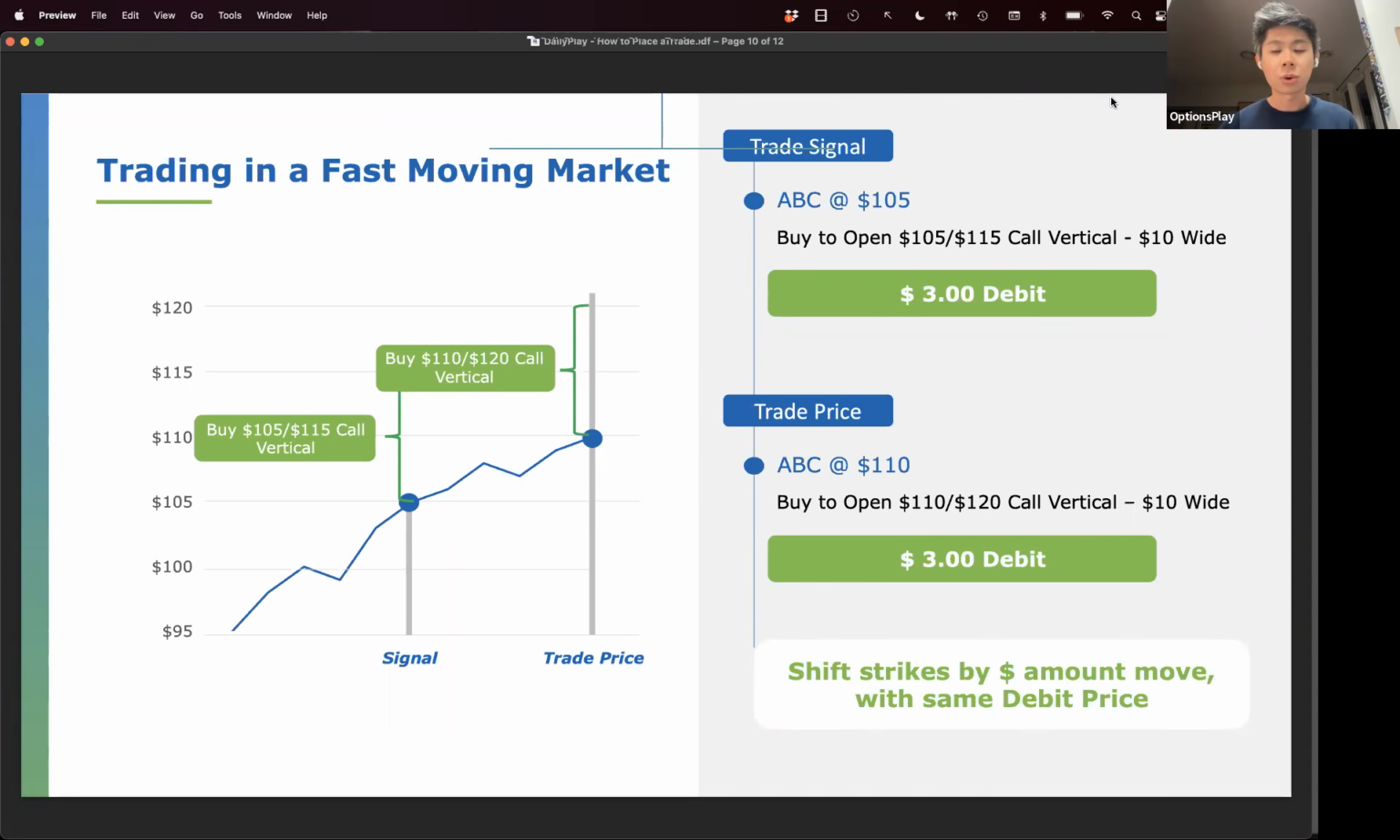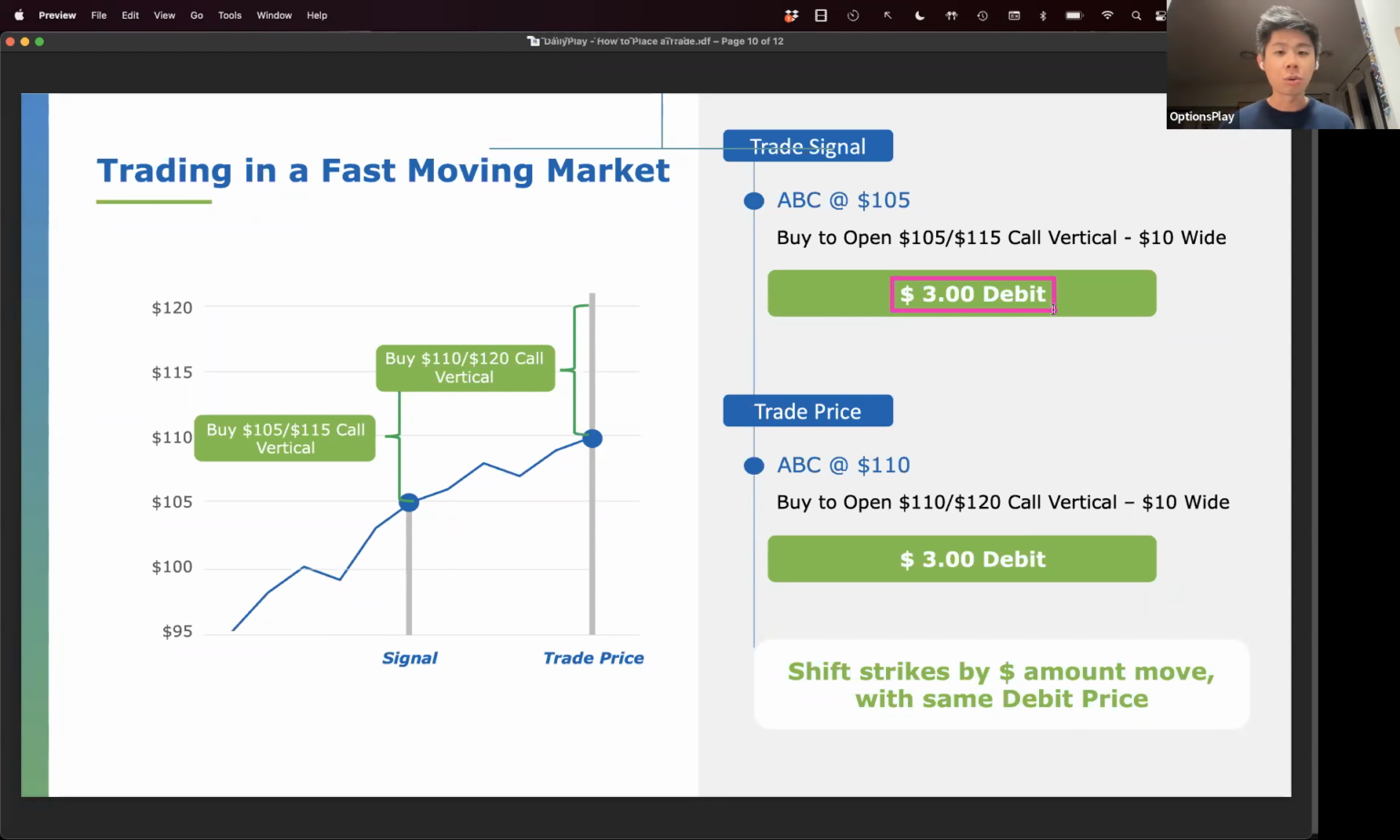So this is really where I'm using an example here. Let's say we have a bullish view on stock ABC currently trading at 105, and we generate the signal when the stock is trading at 105. And we're telling you to buy to open the 100-115 call vertical. This is a $10 wide debit spread. And at the time of the signal that we publish it, it's trading for a $3 debit. So you're buying a $10 wide debit spread for $3.